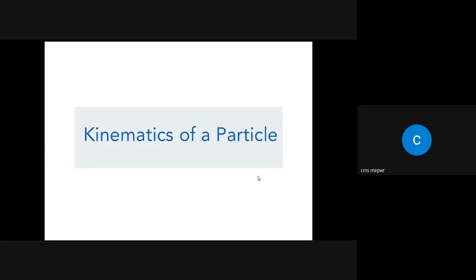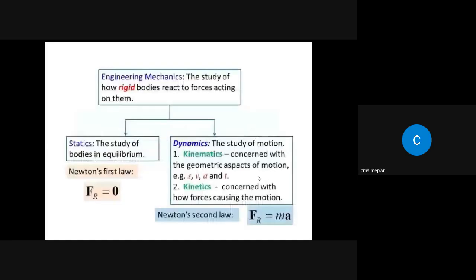So the major topic that we have to cover today is basically kinematics of particle. But before going through it, let's have a revision of our previous concepts. Engineering mechanics, as we already know, is the effect of forces acting on a body. So the effect might be in a state of rest, or it can be in a state of motion.